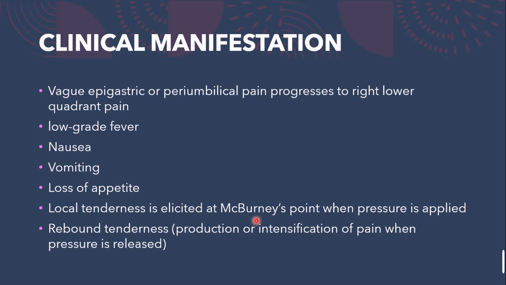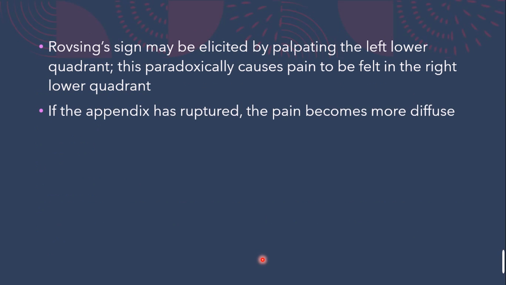Then there is Rovsing sign. Rovsing sign is something you can perform on your patient. You just have to palpate the left lower quadrant of the patient, which is the opposite side of the appendix. You give a small pressure on the left lower quadrant, and that will cause pain in the right lower quadrant of the patient where your appendix is located. This is a kind of diagnostic criteria which we use in appendicitis patients to find out whether it is appendicitis or not, because this sign is not seen in any other condition.